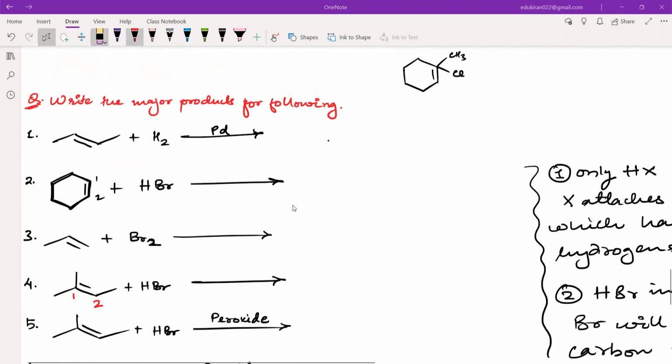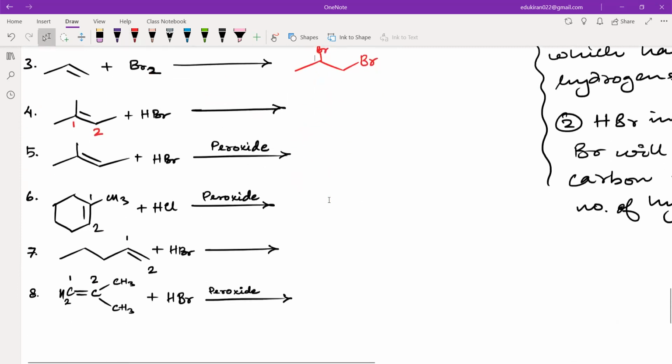So in the first question, you just have to make an alkane like this, right? Yes, sir. Now in the second question, HBr. Now, as you can see, it is a symmetrical alkene. So the Br can attach on the first or second, any of the carbon atoms, right? Yes, sir. And the double bond will not be there. Then for this, you will be making vicinal dibromide, Br here and Br here, right? Yes.